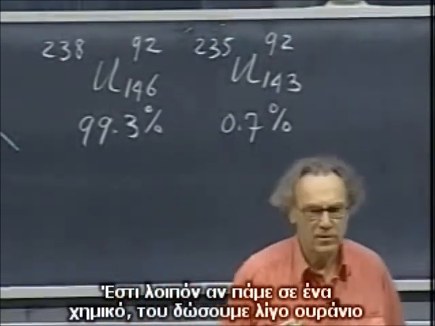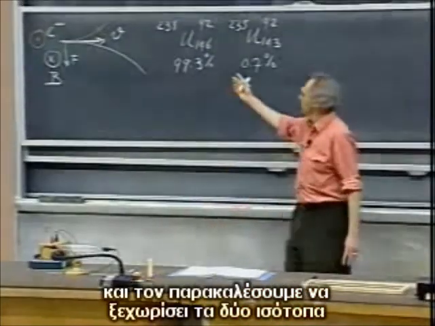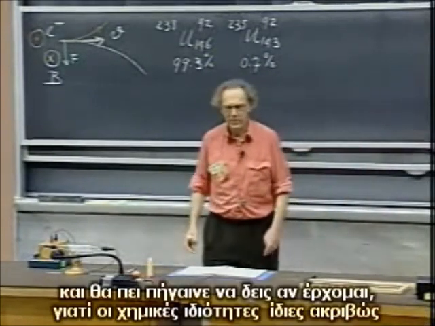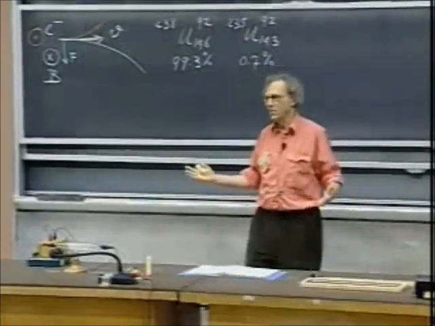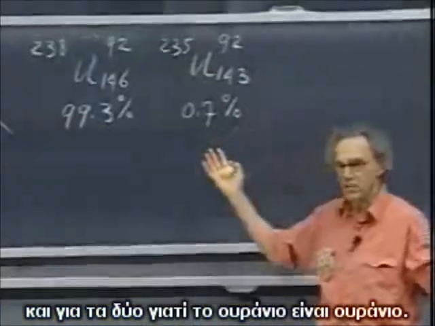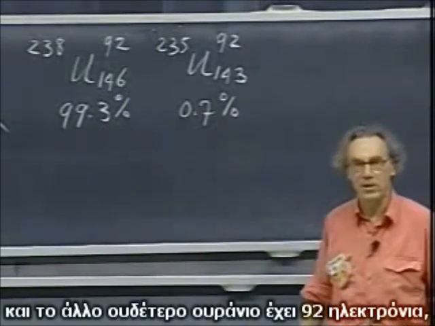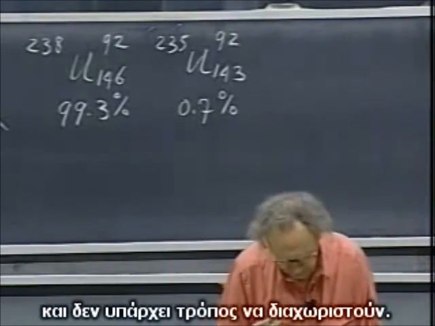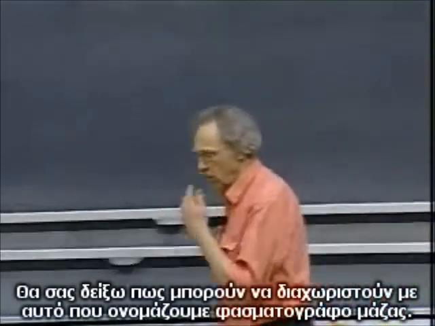So you go to a chemist, and you give a chemist a little bit of uranium, and you say, would you please separate these two isotopes for me? And he, of course, would laugh at you, and he would say, go fly a kite, because the chemical properties are exactly the same for the two, because uranium is uranium. Neutral uranium here has 92 electrons, and neutral uranium here has 92 electrons. So there's no way that they could separate those. And I will show you now how they can be separated with what we call a mass spectrometer.